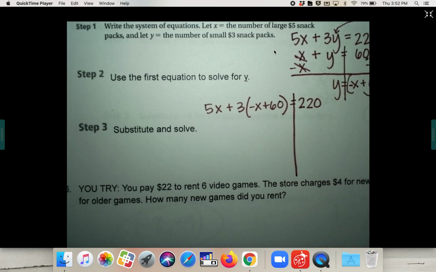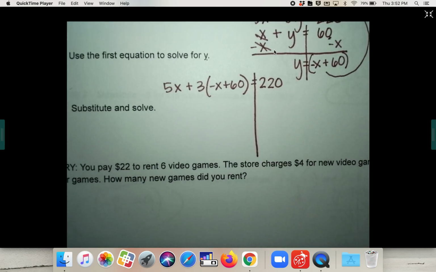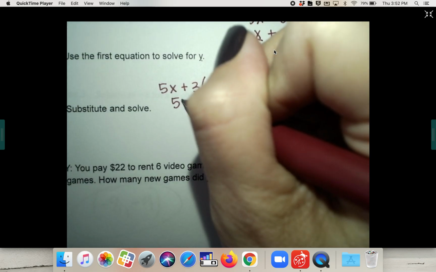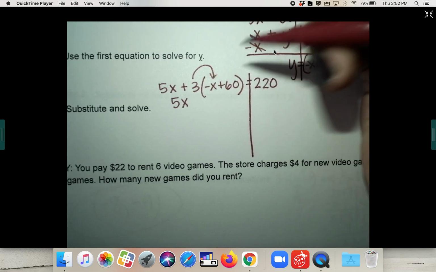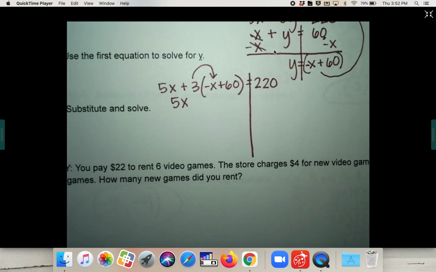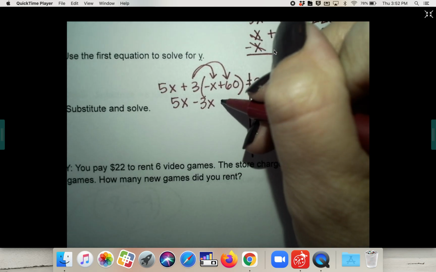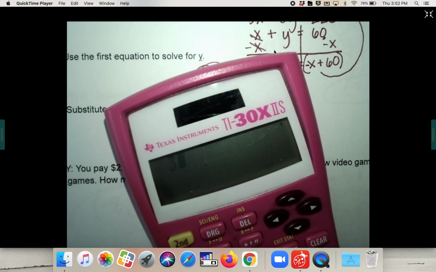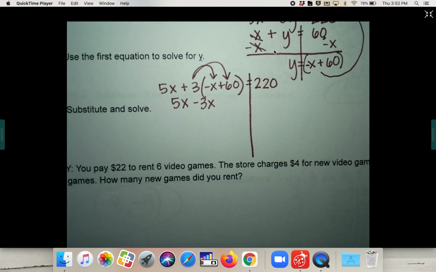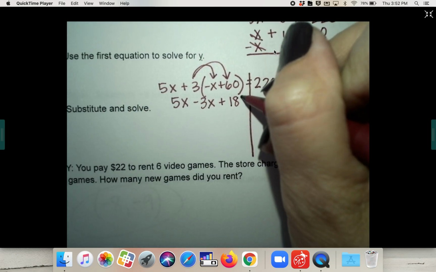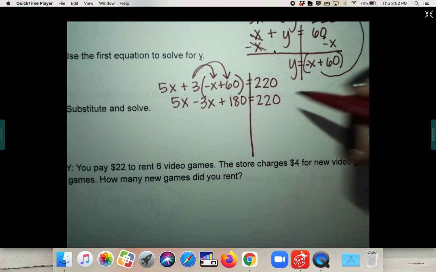Okay, and now I can solve it because all we have is an x. We don't have both an x and a y variable. So bring down 5x, distribute the 3. 3 times negative x is negative 3x. 3 times 60 is 180. Let's check. Yes. So positive 180 equals 220.